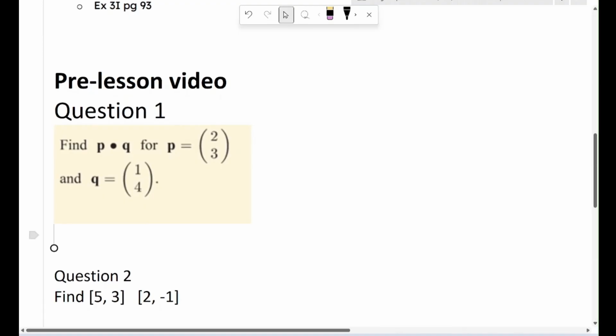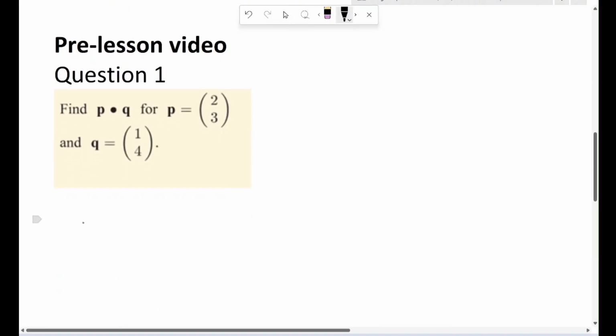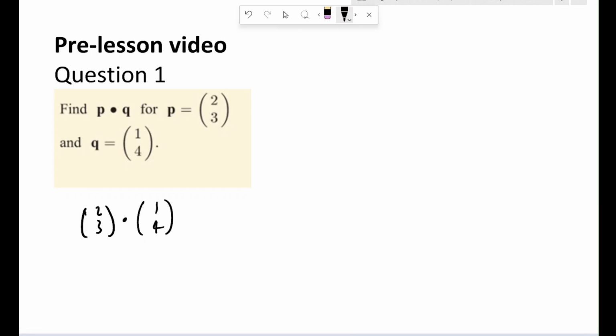We've got these two vectors P and Q, and essentially what we're trying to find is P, so (2, 3), dotted with (1, 4). That's our goal. So we'll see if we can do that. Basically all you do is you times the top numbers, so that's 2 times 1, plus, and then you times the bottom numbers, 3 times 4. So you're going to get 2 plus 12, and 14.